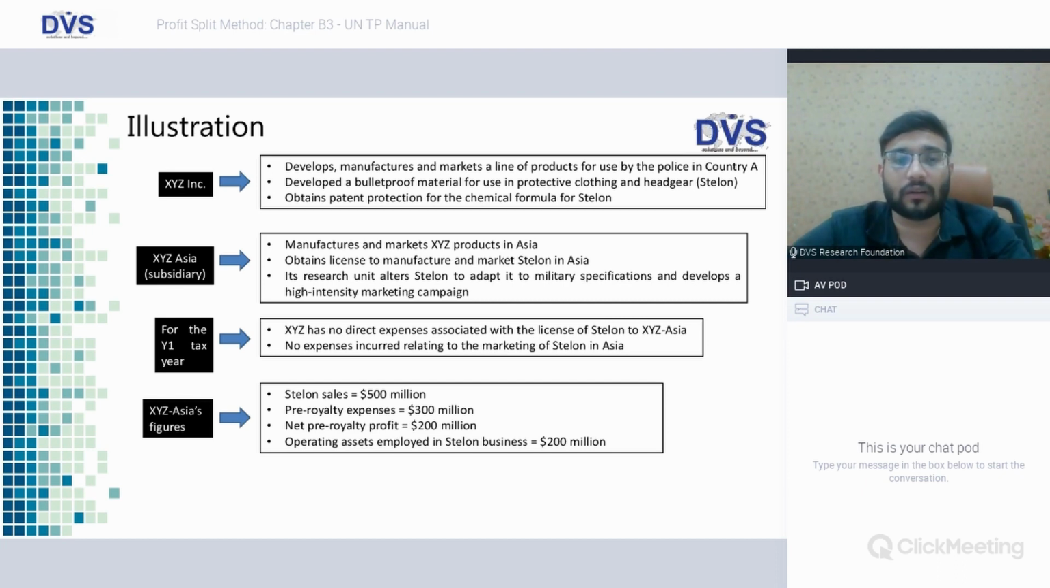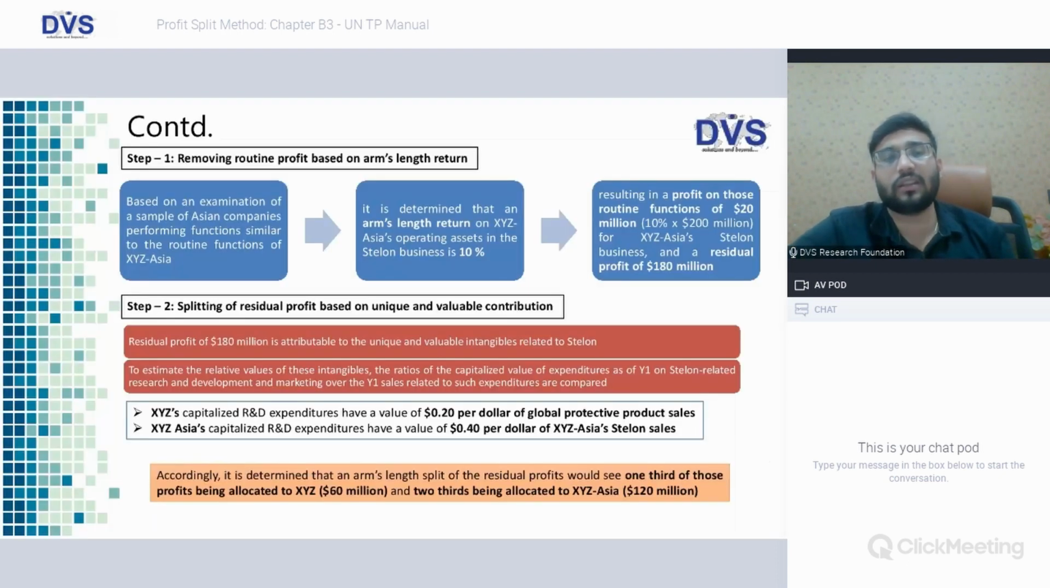For the year one tax year, Y1 tax year, XYZ has no direct expense associated with the license of Stellon to XYZ Asia. No expenses incurred relating to marketing of Stellon in Asia. Some relevant figures: Stellon sales is around $500 million USD. Pre-royalty expenses. Why pre-royalty? Because XYZ Asia would pay royalty to XYZ Inc. for usage of the product developed by XYZ Inc. Pre-royalty expenses are 300 million. Net pre-royalty profit is 200 million. Operating assets employed in Stellon business 200 million. So now these are the facts. Now how the allocation for routine profit and then the residual profit will happen.